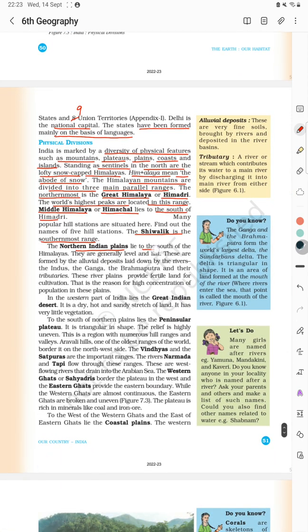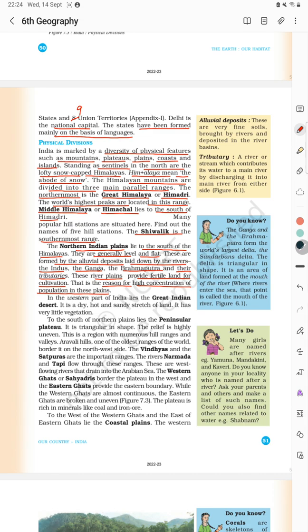Northern Indian plains lie to the south of the Himalayas. They are generally level and flat. These are formed by alluvial deposits laid down by rivers, the Indus, Ganga, Brahmaputra, and their tributaries. These river plains provide fertile land for cultivation. That is the reason for the high concentration of population in these plains.